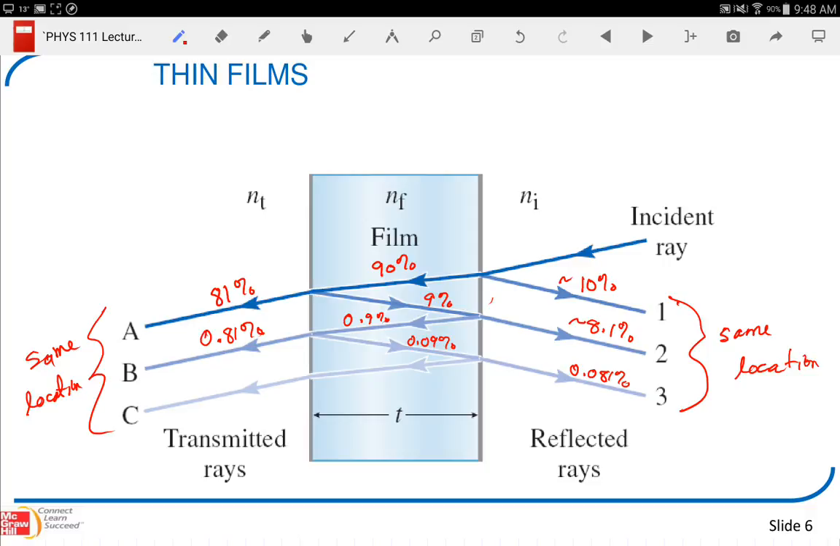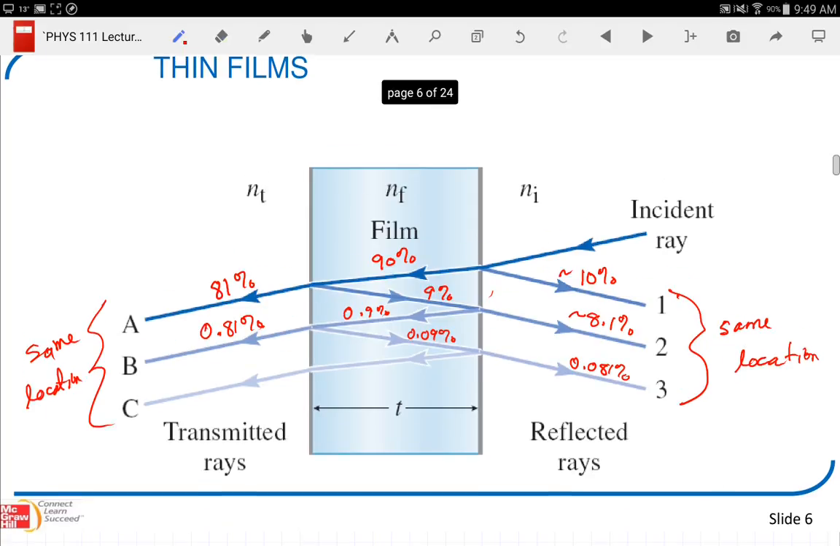Now on this side, 81% and 0.81%, how big of a variation are you going to see caused by the interference? Very, very small variation. What about on the reflected side? 10% and 8.1%. That's reasonably similar in amplitude, so we're going to see big effects there. So we're going to focus our attention on the reflected light because that's where we're going to see the biggest effects.